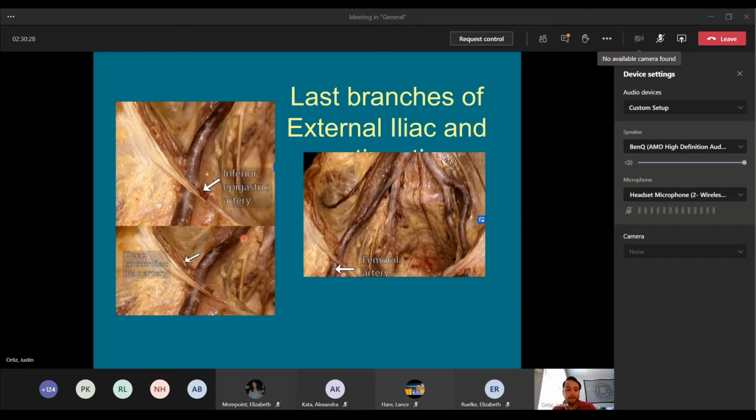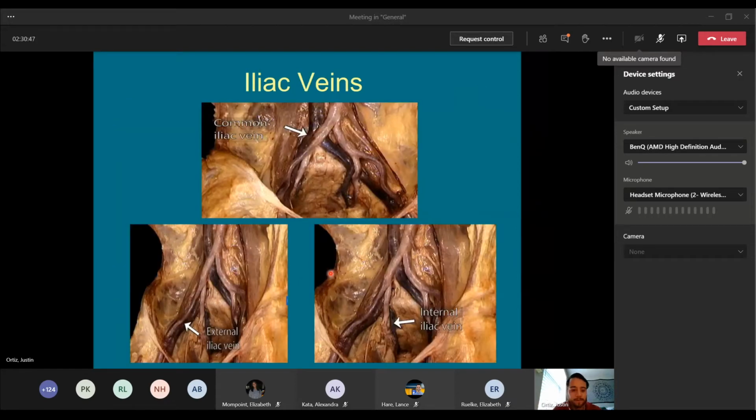So the deep circumflex iliac artery, the way for you to remember that is that it basically just wraps around the iliac, right? It says what it does. So around the iliac, this deep circumflex iliac artery is just wrapping around the pelvis, right? And here's our femoral artery because it passed the inguinal ligament. And this is just the same thing, but in regards to the veins, right? Same pattern.